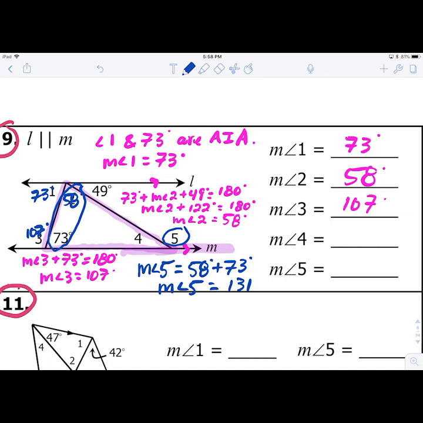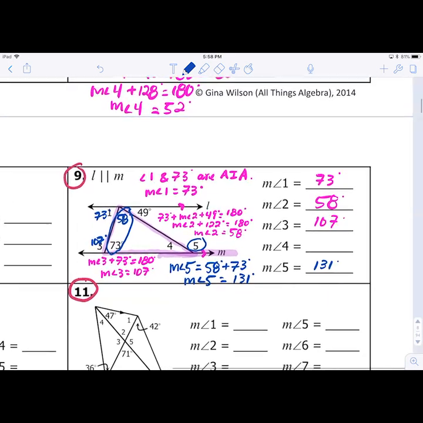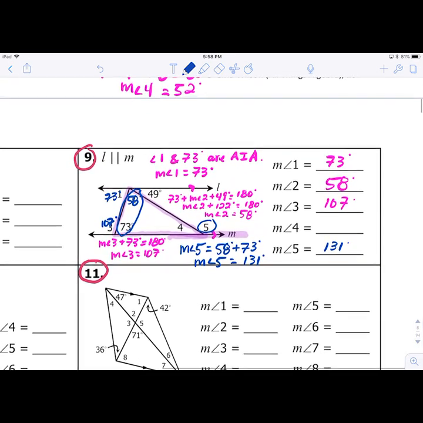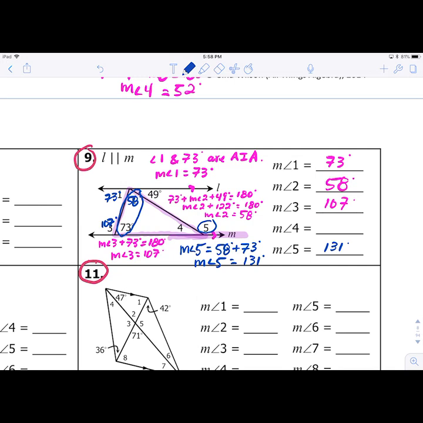And we get 131 degrees. Okay? Measure of angle 5 is 131 degrees. And this makes solving for angle 4 actually a lot easier and a lot less space to do this problem. I'm actually going to do it above the problem. If we know that angle 4 and angle 5 are in a linear pair.